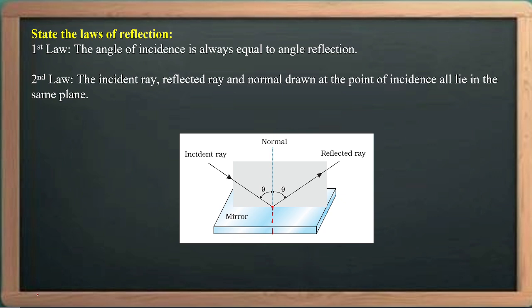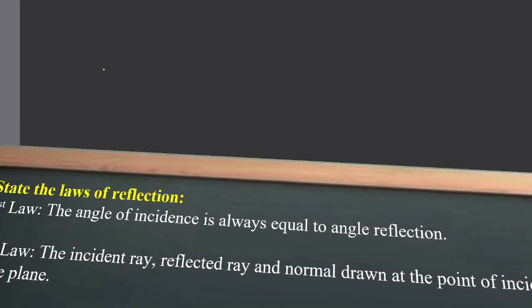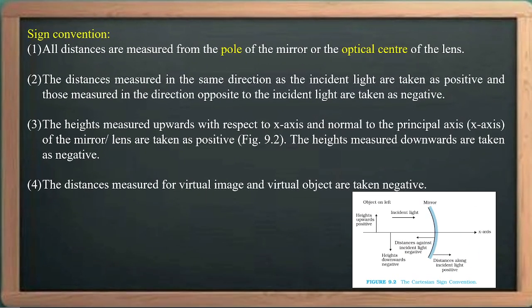So in case of reflection, the first law is angle of incidence is always equal to angle of reflection. In this case, that is theta. That is the angle between the normal and incident ray and normal and reflected ray, which is the same. Then we have the second law of reflection. So that is incident ray, reflected ray and normal drawn at the point of incidence all lie in the same plane.